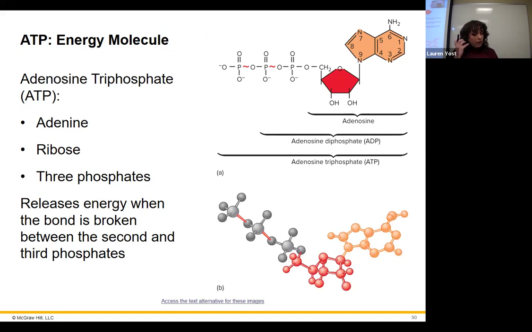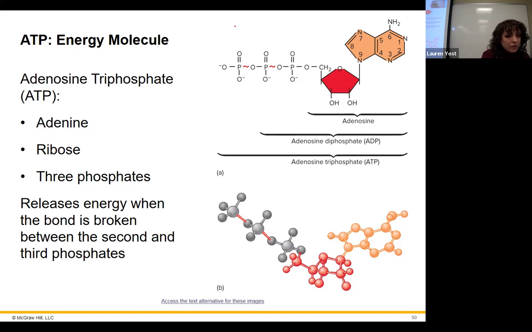ATP is the energy molecule of the cell. Adenosine triphosphate. So it has that adenine group, that's the nitrogenous base. It has this 5-carbon sugar, which is ribose. And then it has these 3 phosphates on the end of it. Let's just look at it. I don't like how this picture is drawn, but it is what it is, I guess.